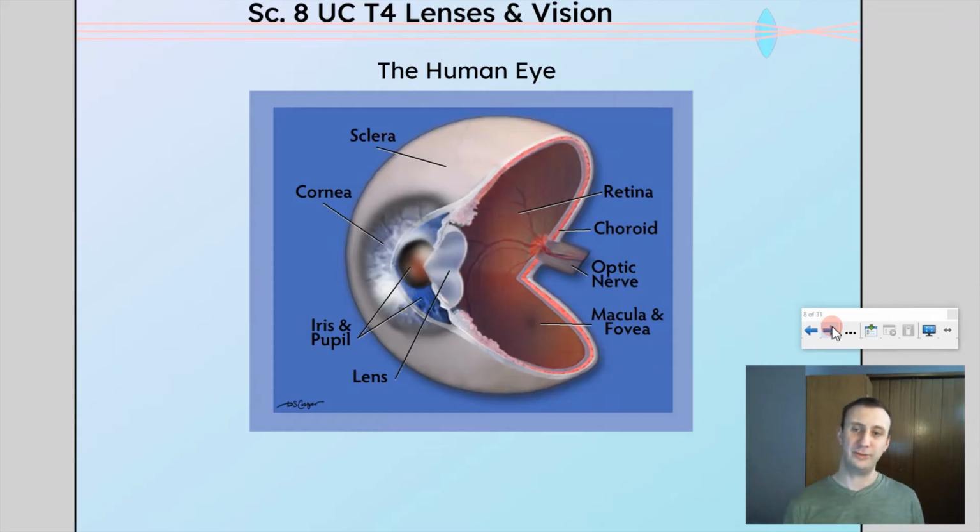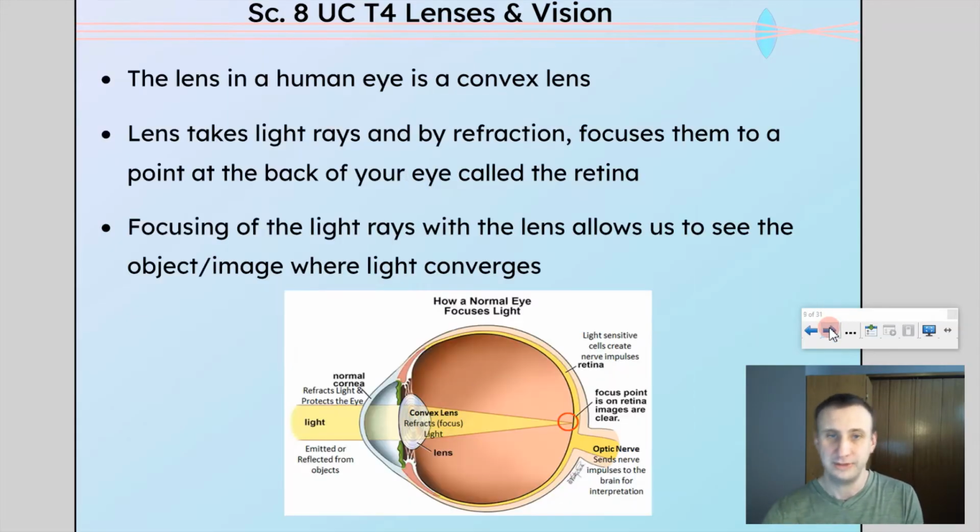All right, so let's talk a little bit about the human eye. We're going to talk about both the anatomy of the human eye and then also talk about different disorders and how we can fix them with different lenses. So let's get into it.